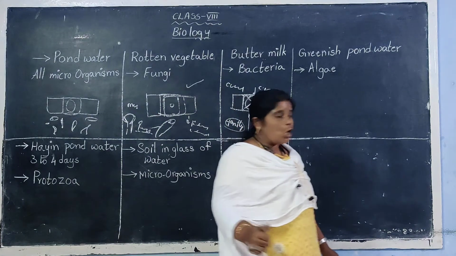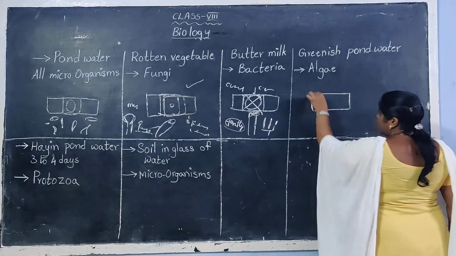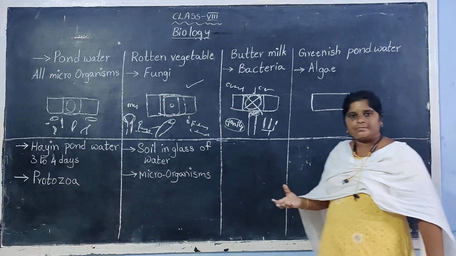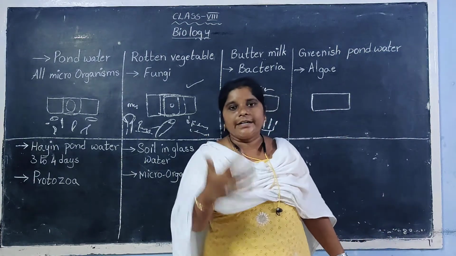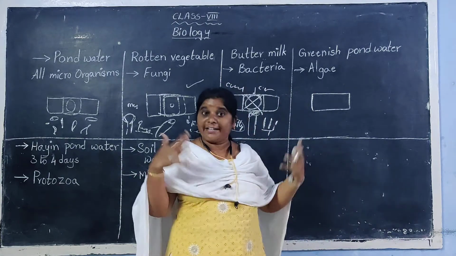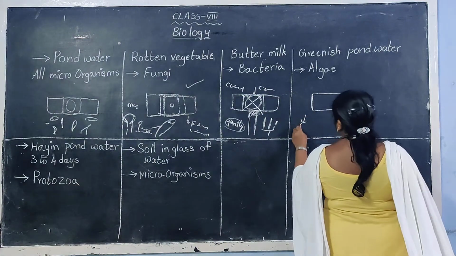Okay, now you want to observe algae. You want to observe what? Algae. Now when you want to observe algae, take a slide. How to observe algae, guys? You can go to a pond. Collect the green water. What do you mean by green water? Will it be pink water, blue water, green water? No. The water that has turned green, we call it greenish pond water.